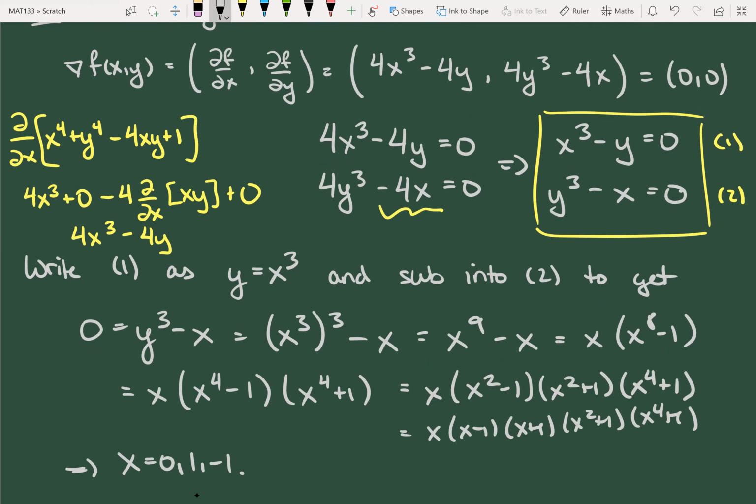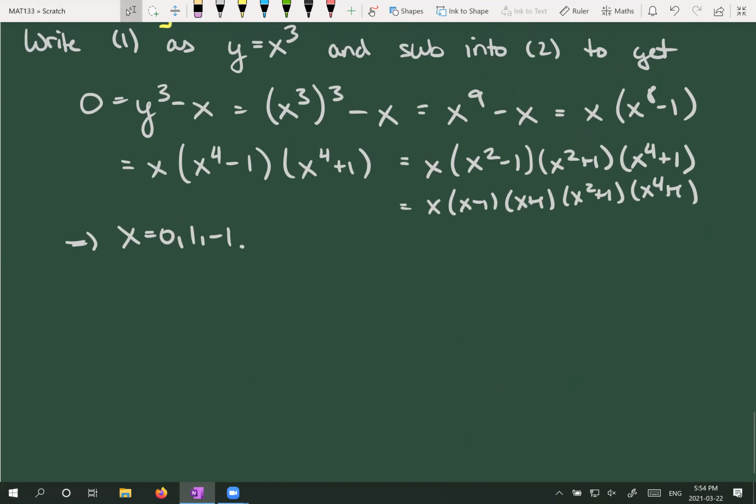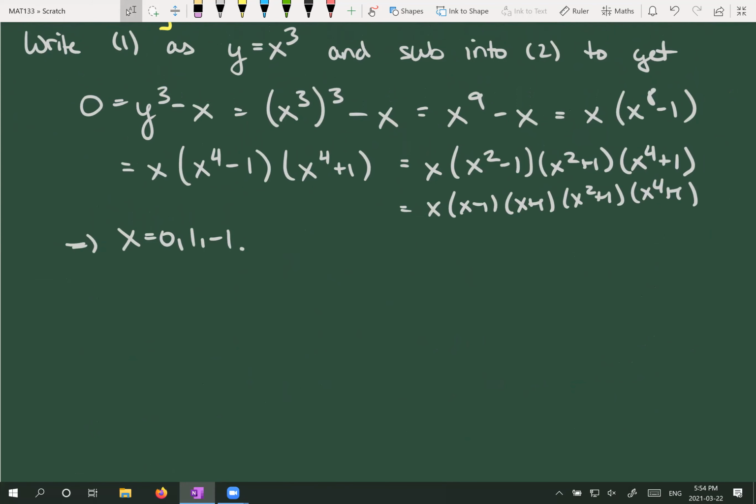Where did you want me to take the 8th root? x to the 8 minus 1. Oh, I see. You say x is not 0 and cancel it out? Yeah, I suppose you could do that if you want. I think that is okay. But either way, we get x is 0, 1, and negative 1.